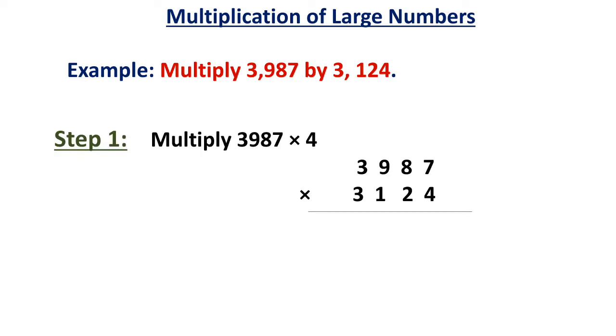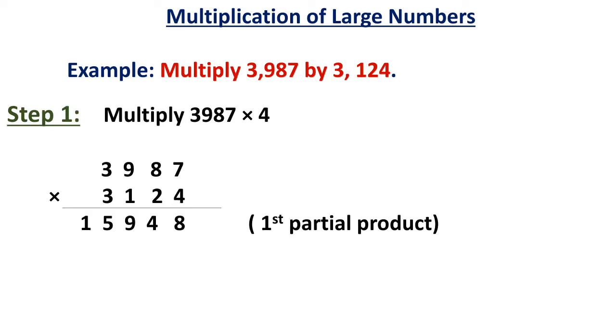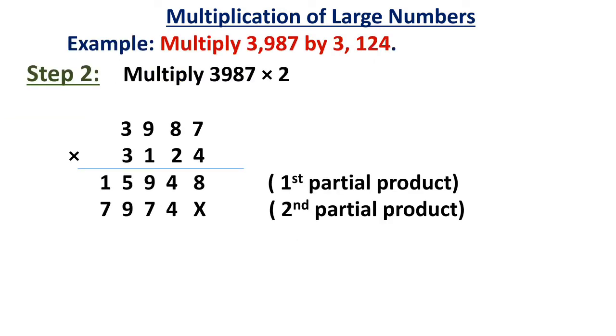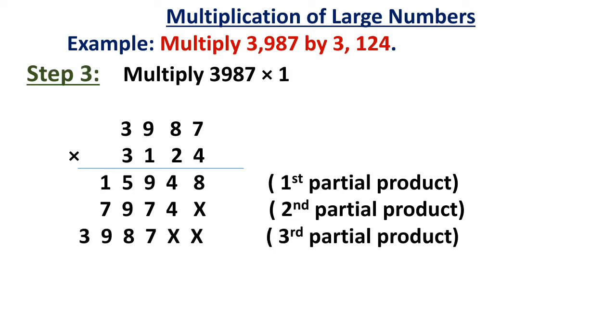In this we have to follow the following steps. Step 1 is multiply 3987 by 4. That is, when we multiply these two numbers, we get the first partial product, and the first partial product is 15,948. This partial product we get by multiplying by 4. Step 2 is multiply the number by 2. So when we multiply it by 2, we get 7,974. And we have put one cross over there. This is to indicate that 2 is in the tens place. This is known as the second partial product.